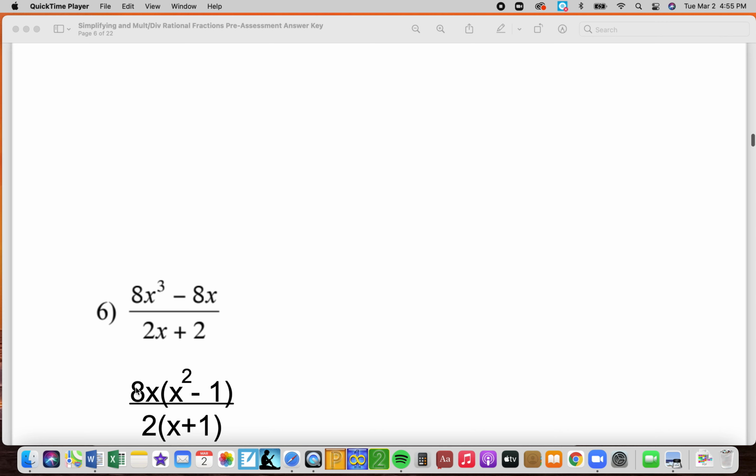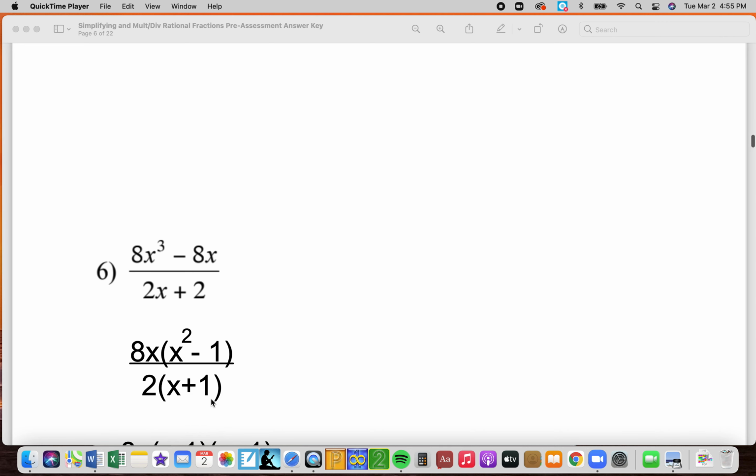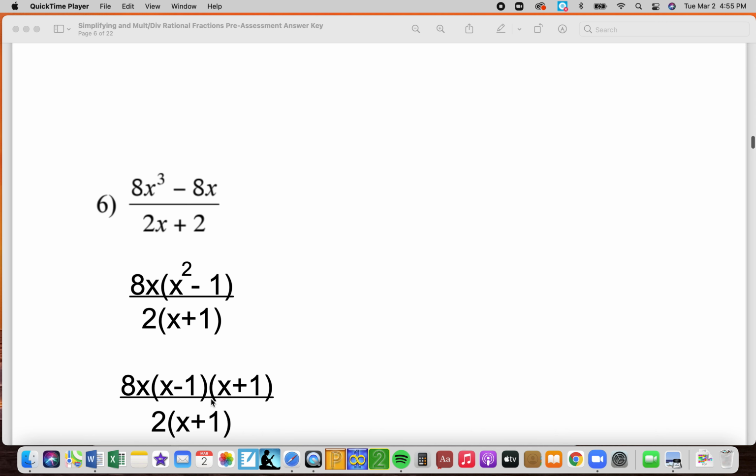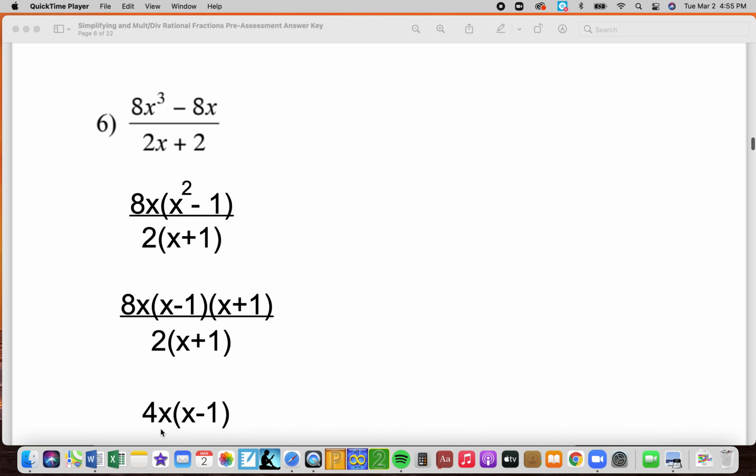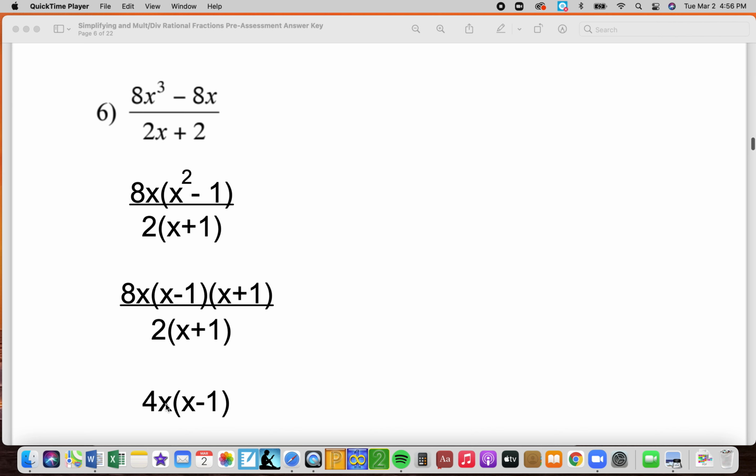Now, what you need to make sure is you notice that this is a binomial that can still be factored. This is the difference of squares. So we can break that x squared minus 1 into x plus 1, x minus 1, and now we can start canceling. They both have an x plus 1. And then we can also cancel these coefficients. The 8 and the 2 can be reduced to 4x times the quantity x minus 1.